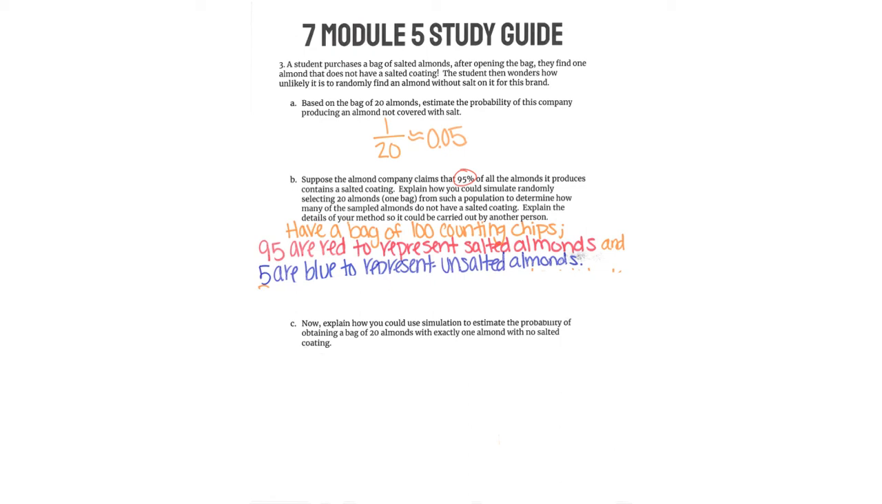Now to record, we are going to pull out a chip, record its color, and then put it back. We're going to do this a certain amount of times and count how many are blue. Okay, so again, we're going to pull out a chip from that bag, record its color, whether it's red or blue, and then put it back. That way we can have the same probability simulation each time.